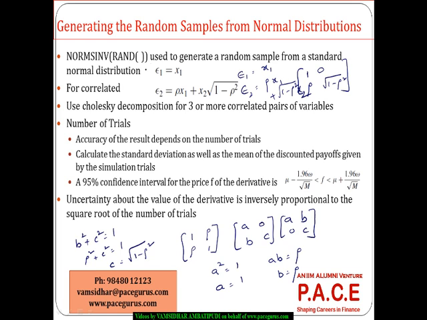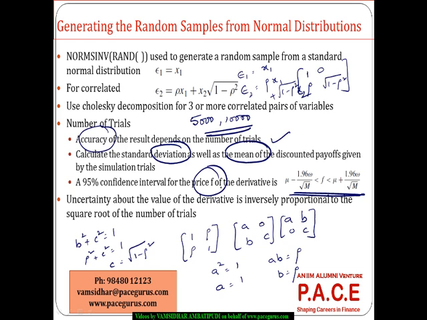And if you are increasing the number of trials, the accuracy is going to increase. So the more and more, if I am taking 5,000 or 10,000 kind of samples, I'm going to increase my accuracy. Once I am getting my standard deviation as well as the mean of the discounted payoff, I could very well get the 95% confidence interval for the price of the derivative.